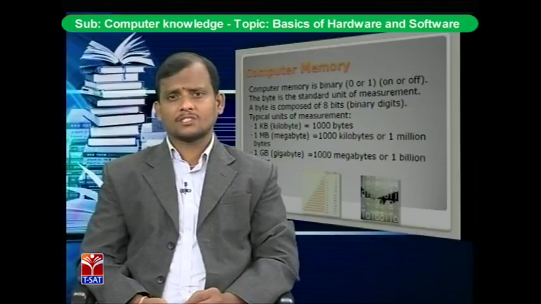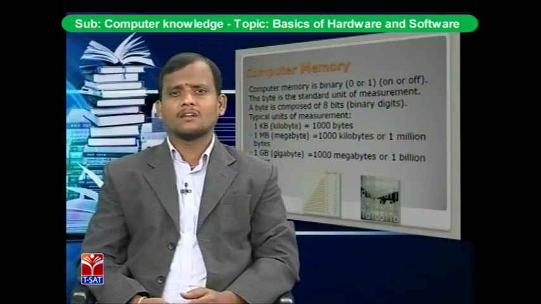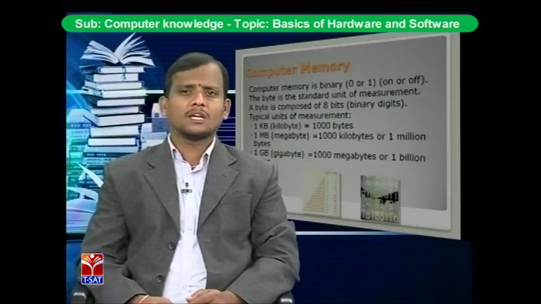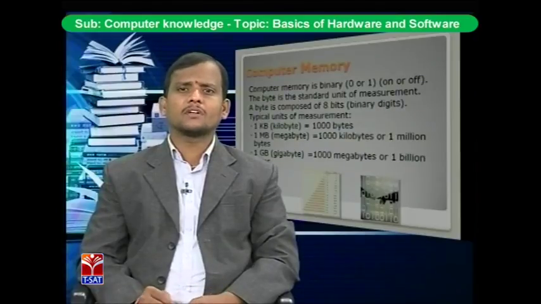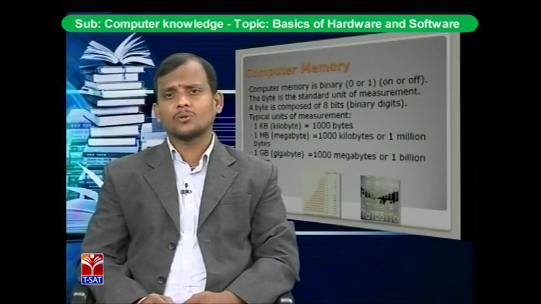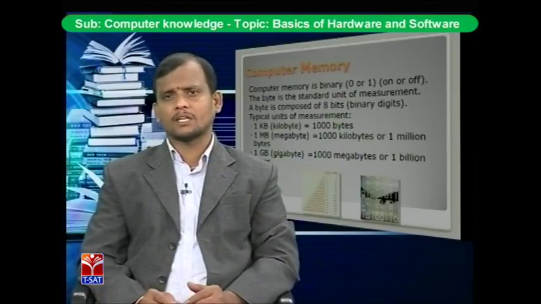If you say the measurement, 1 KB could be 1000 bytes, 1 MB would be 1000 kilobytes, or 1 million bytes. 1 GB is 1000 megabytes, or 1 billion bytes, right? So in the computer, the data is stored in zeros and ones, and that is called binary digits, right? So it's computer memory. In the computer memory, the data is stored in zeros and ones.